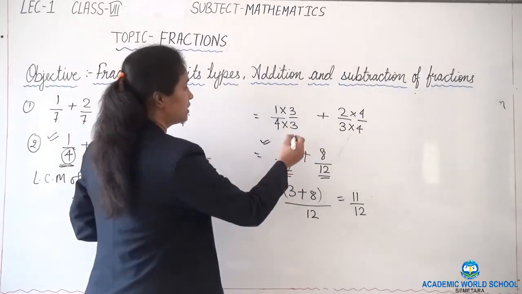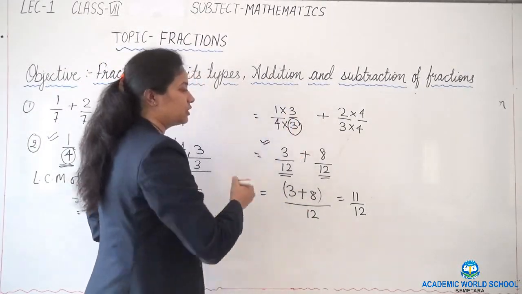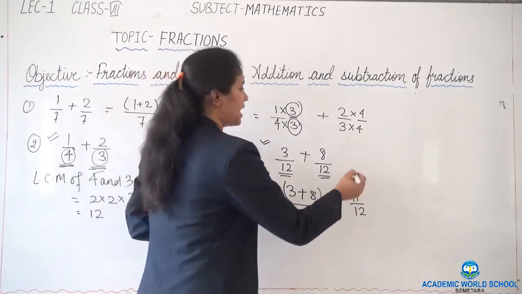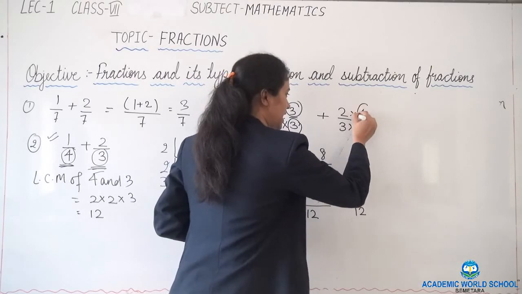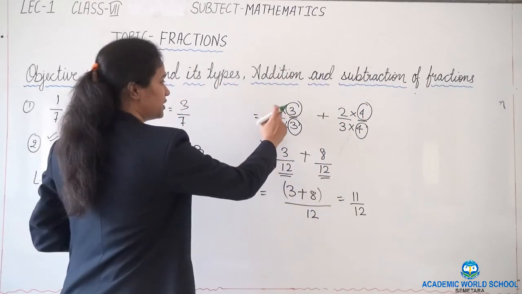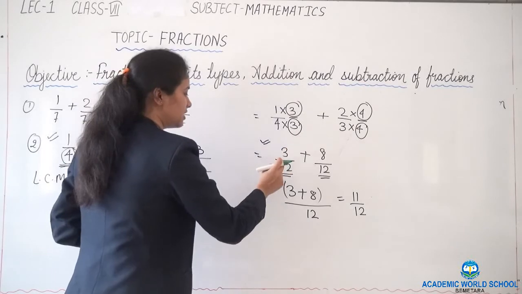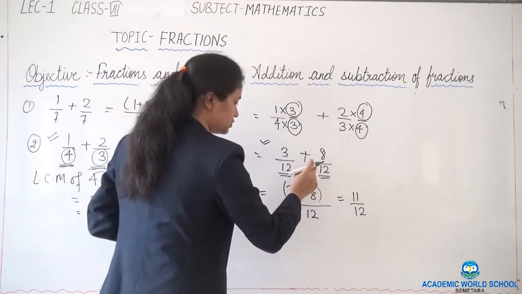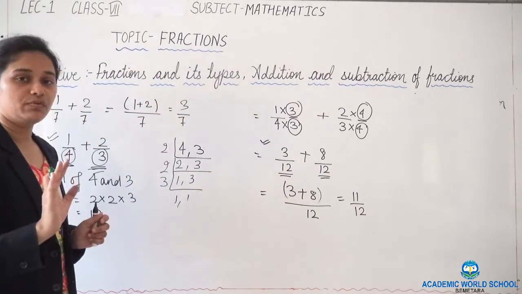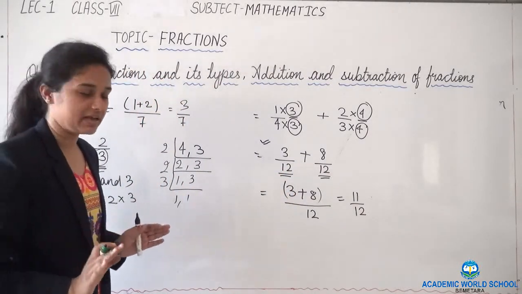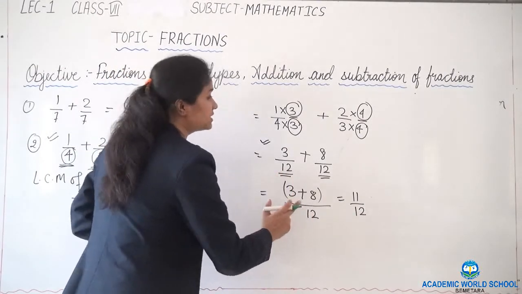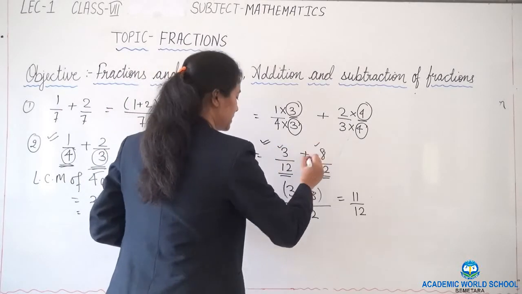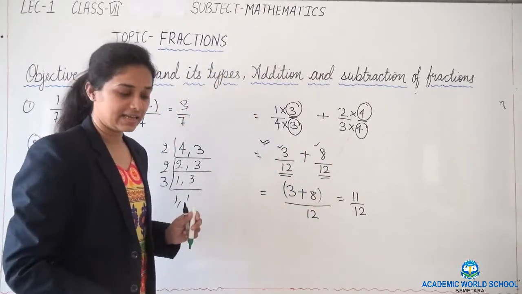Now, the rule says that whatever we multiply in the denominator, we multiply the same in the numerator. So 3 into 1, I got 3; 4 into 3, I got 12; 2 into 4, I got 8; 3 into 4, I got 12. Now, while adding, we never add the denominators. 12 and 12, the denominator will be 12. It can't be 24. We only add the numerators. 3 plus 8, that is 11.